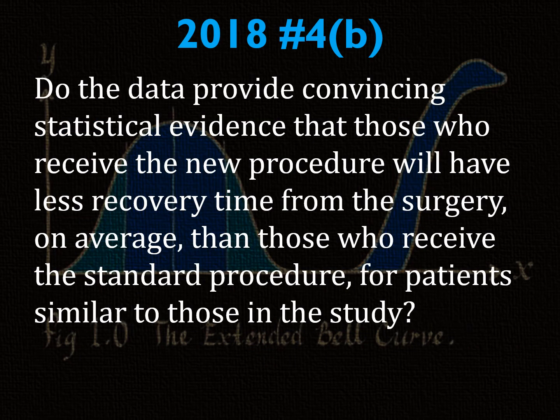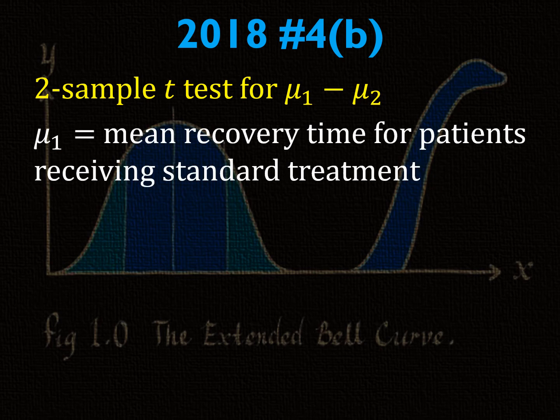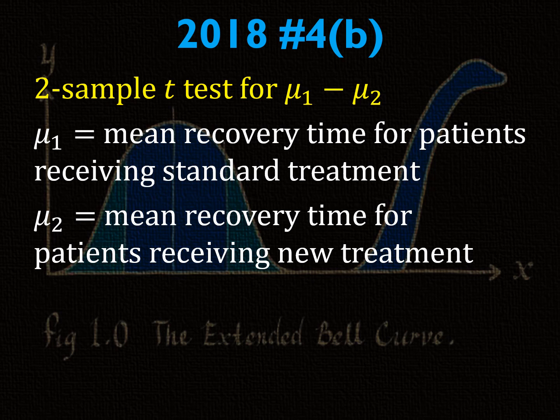B, do the data provide convincing statistical evidence that those who receive the new procedure will have less recovery time from the surgery on average than those who receive the standard procedure for patients similar to those in the study? This is a two-sample t-test for mu1 minus mu2, where mu1 is the mean recovery time for patients getting the standard treatment, and mu2 is the mean recovery time for those getting the new treatment.